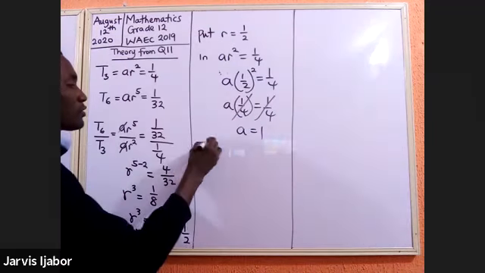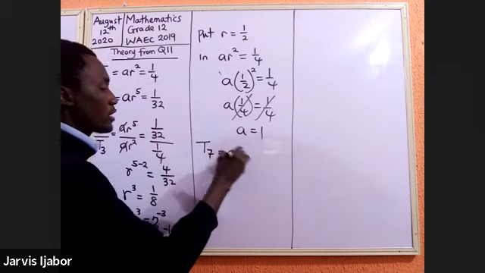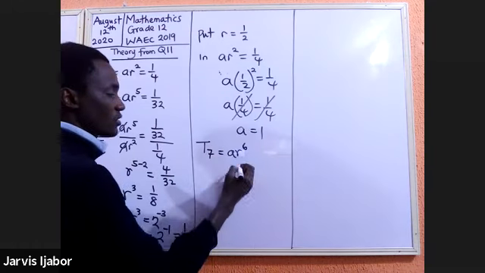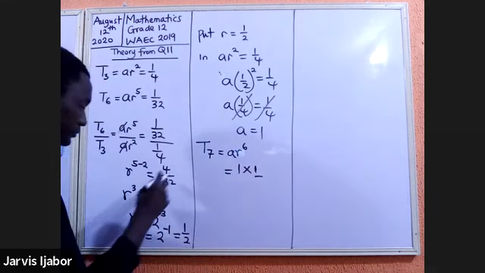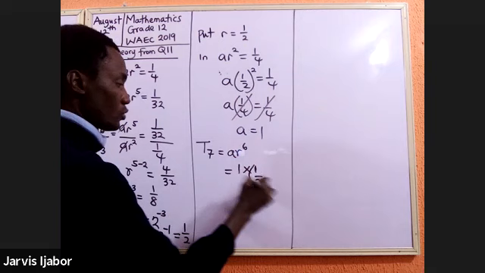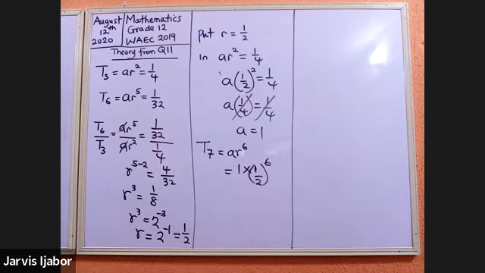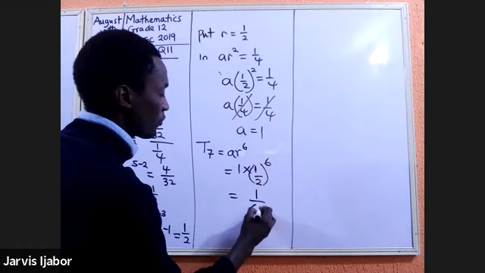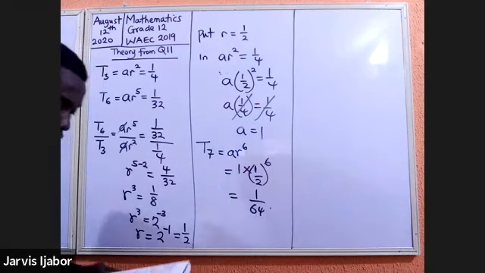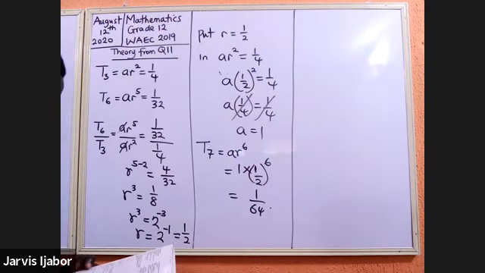So with that settled, they say we should find the 7th term. So the 7th term will be T7, and that's AR to the power of 6. That will give you 1 times 1 over 2 raised to the power of 6, and that will give you 1 over 64. So that one will be 1 over 64 as your final answer.